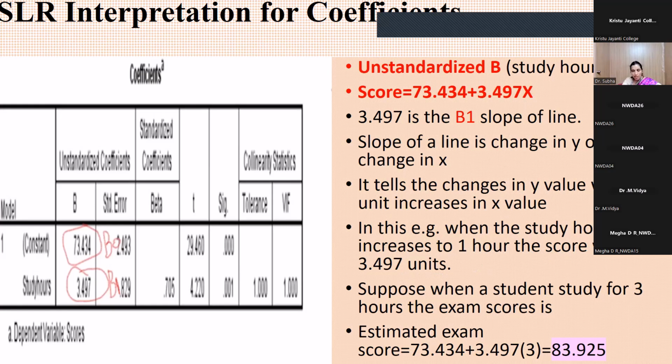Suppose a student is studying for 3 hours. Then what will you do? You have already found the beta naught value through your analysis, and you already know your beta 1 value, isn't it? So you simply substitute the x value 3 here, and you are able to predict the y value. Now you can predict how much a student can score if he or she is studying for 3 hours. Our answer is 383.925. So this is a simple example.